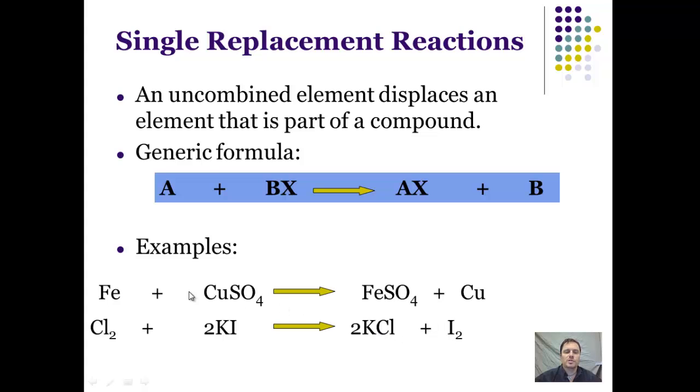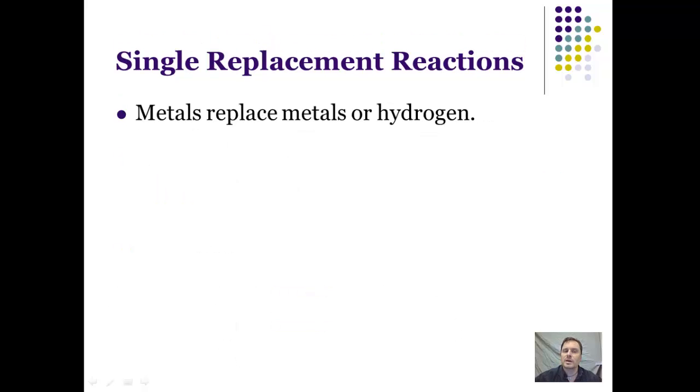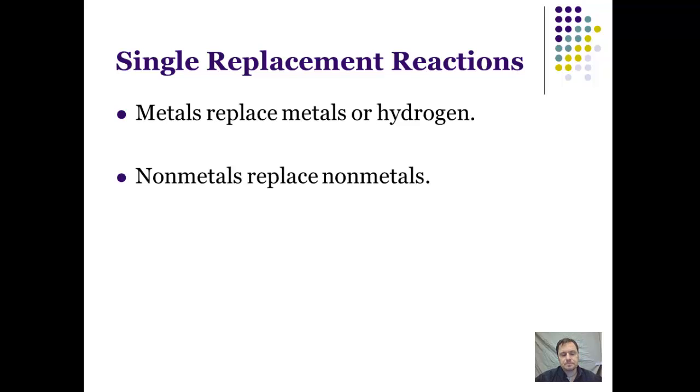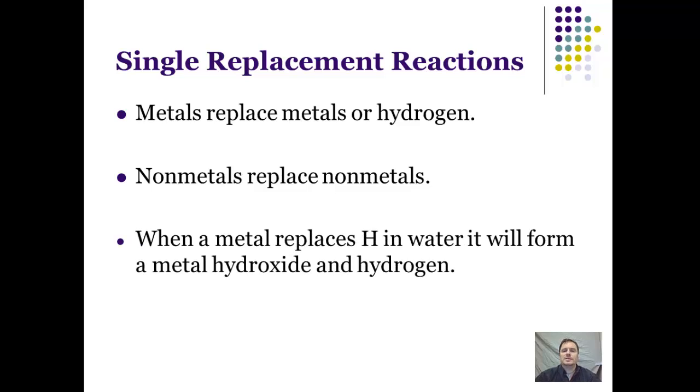Now notice in this first one, it was the metals that were changing, right? This metal replaced this one. And in the second one, it was the non-metal replacing the non-metals. It can happen either way. So metals replace metals or hydrogen. Non-metals replace non-metals. Now, it's not quite that simple. When a metal is going to replace a hydrogen in water, so something combines with hydrogen, you're going to get a metal hydroxide and hydrogen as your byproduct. So remember that. You'll see that a few times.